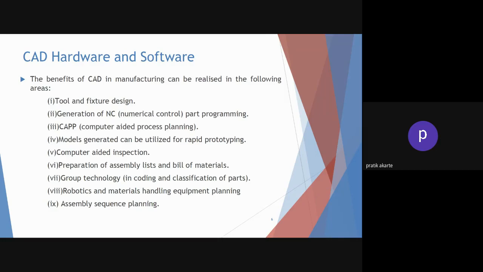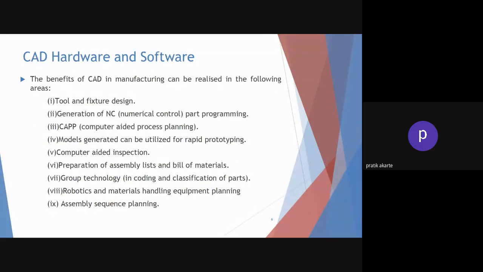Then computer aided inspection. Quality control and quality checks with the help of computers are also useful. Then preparation of the assembly list and bill of materials is easy. Group technology: all the concepts of group technology you will study in your unit number 5, in which the coding and classification of parts is done. So what is basically group technology?